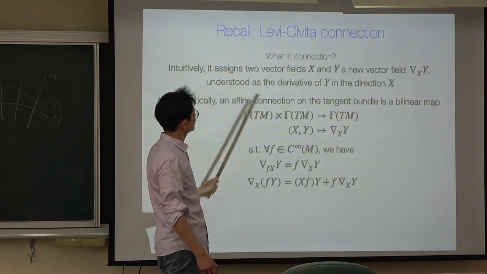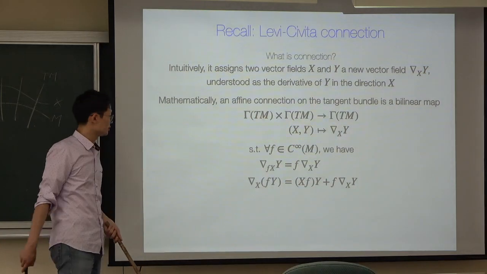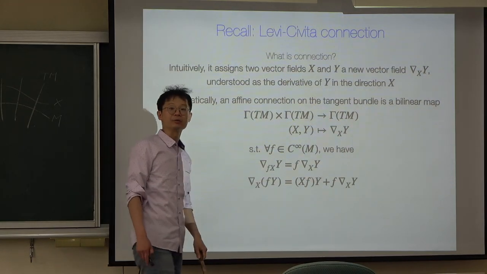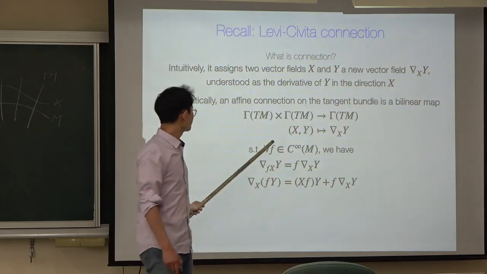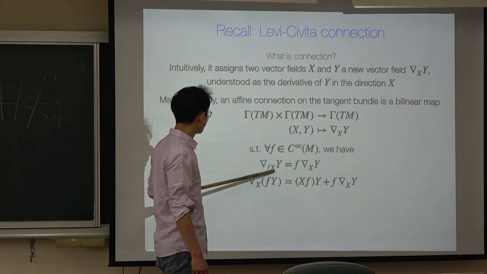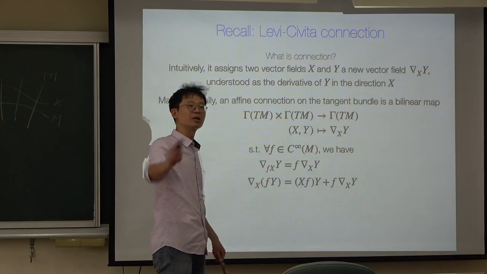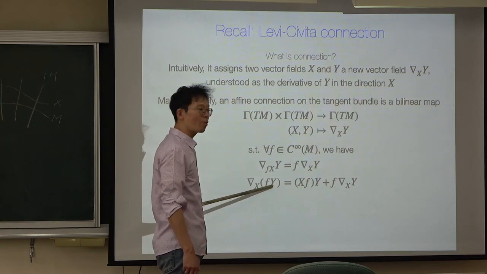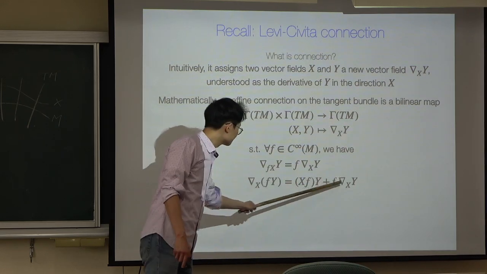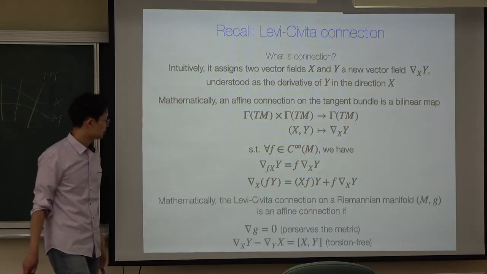But we cannot just do it because there are so many different kinds of bilinear maps. We need to assign some more conditions. The condition is we need to respect differentiation, in particular the Leibniz rule. So suppose I give you a function f, which is C infinity, then nabla_{fX} Y is f nabla_X Y. That is, in the differentiation direction, it is linear. But in the Y component, the Leibniz rule is satisfied. So that is what an affine connection is.